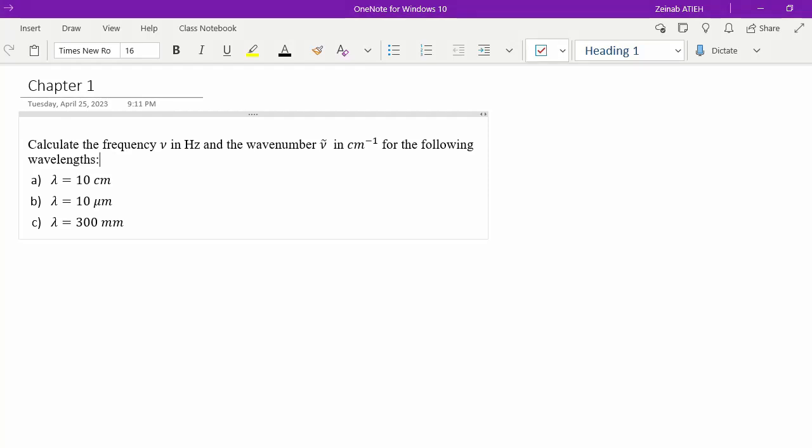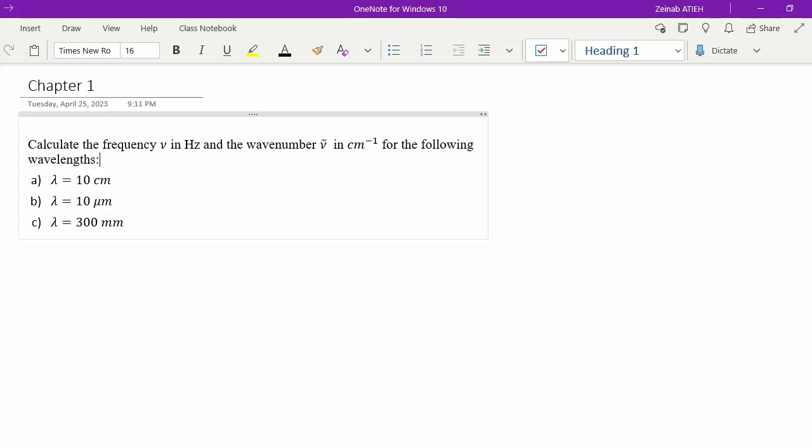Good morning, everyone. Today we are going to start solving problems related to Chapter 1 in molecular physics. I will start with this problem. Calculate the frequency nu in hertz and the wave number nu tilde in centimeter minus 1 for the following wavelengths. He has given me 3 lambdas, 10 centimeter, 10 micrometer, and 300 millimeter, and he's asking me to find the frequency and the wave number.